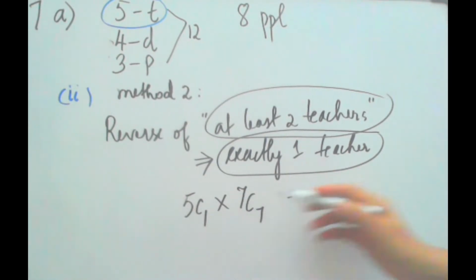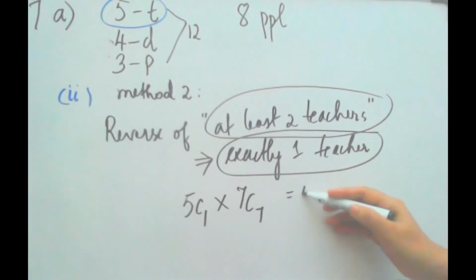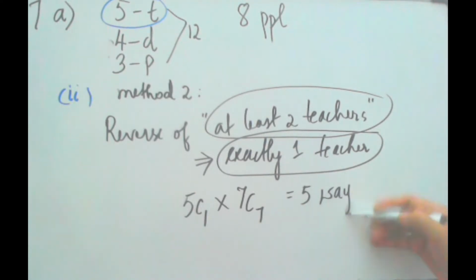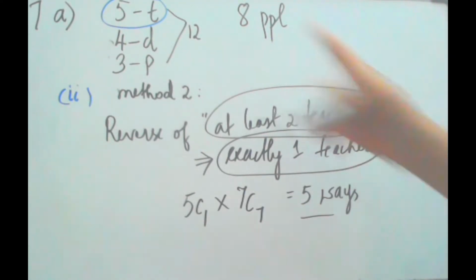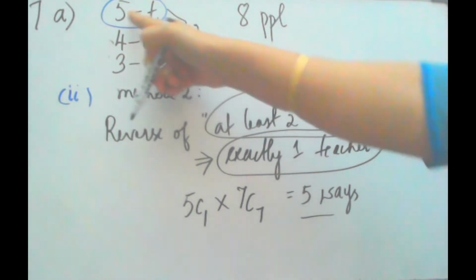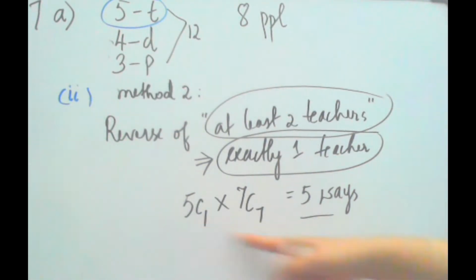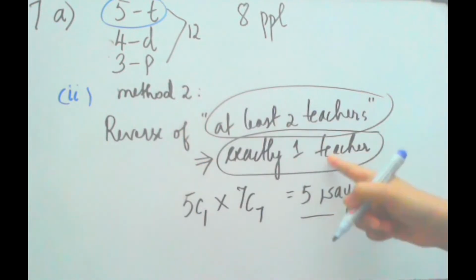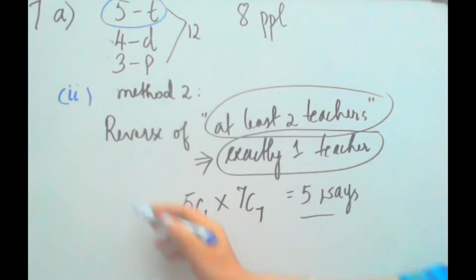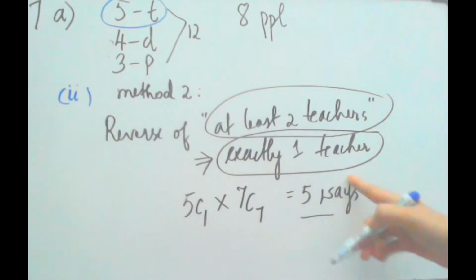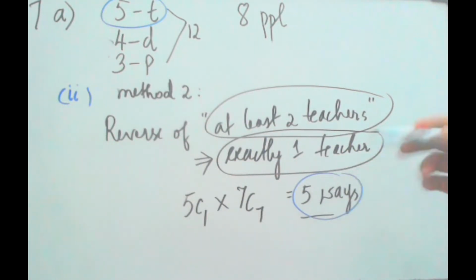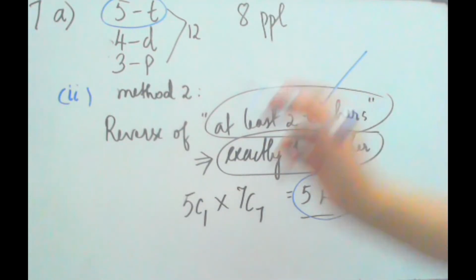Okay, so this comes to 5 factorial into 1 factorial. This is 5. So we have 5 ways of selecting exactly 1 teacher. The number of teachers is 5, so we don't have to do this calculation, otherwise also it is 5 ways. So it is the reverse of that: out of the total options available, if we remove this 5, the remaining is at least 2 teachers. So what are the total options available?